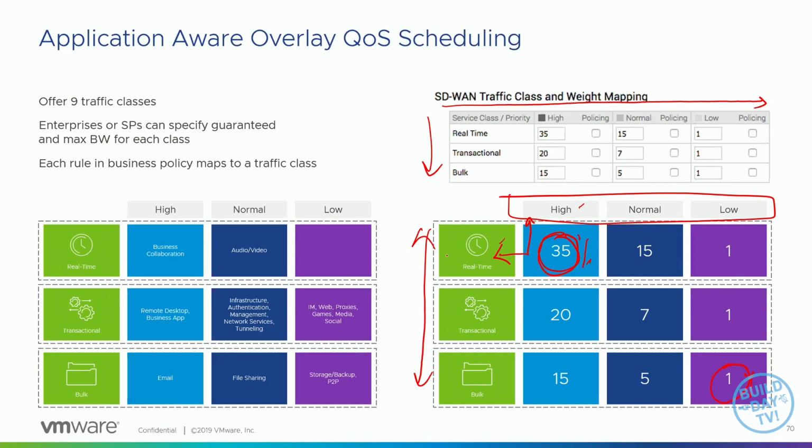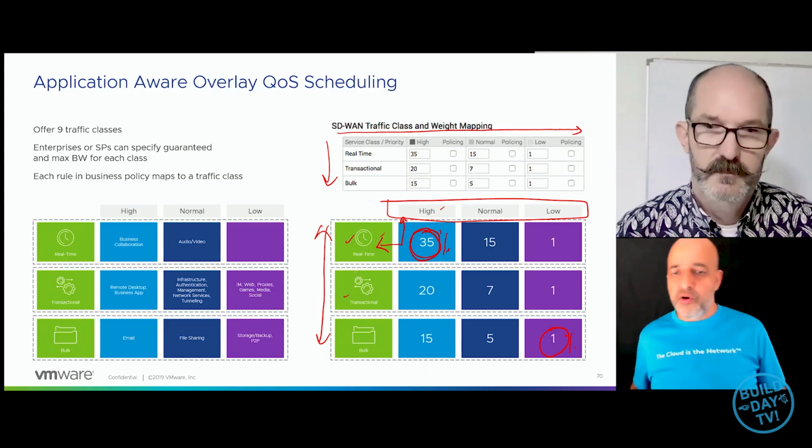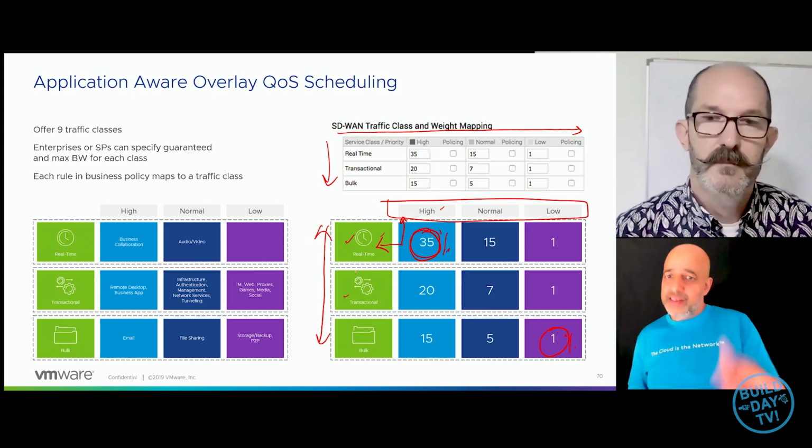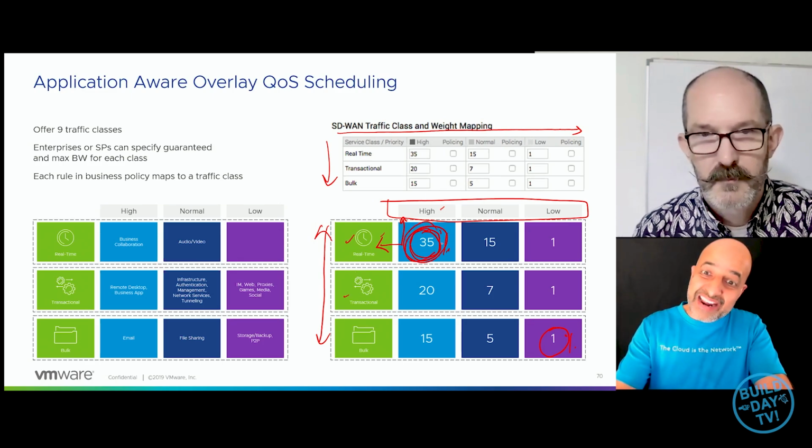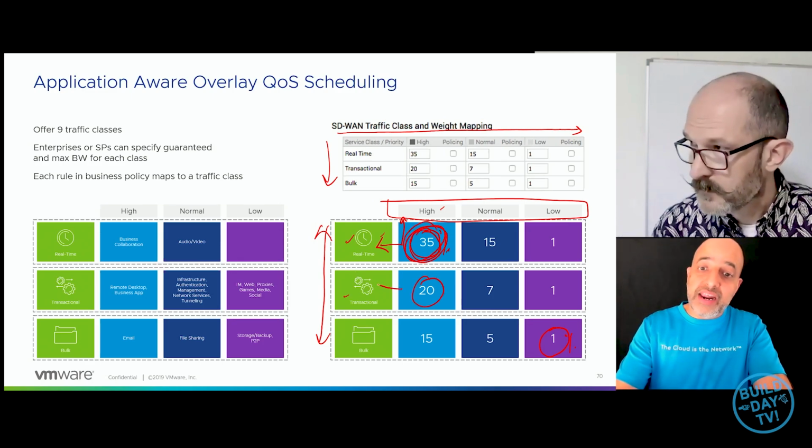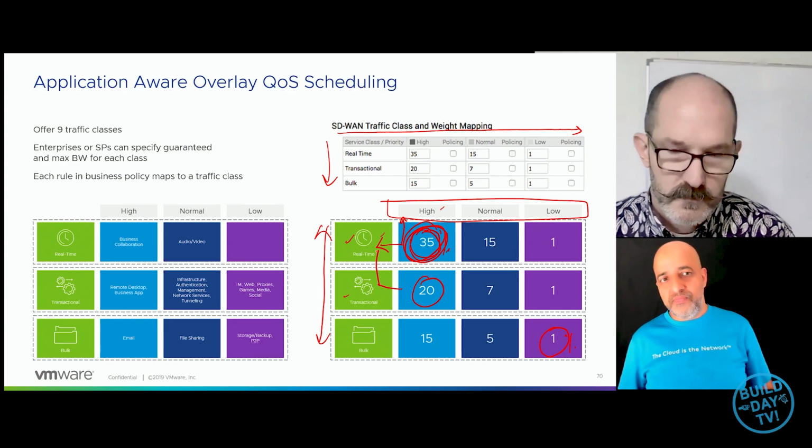So if I don't have any real-time application, and only the bulk application is there, then all the available bandwidth is given to the bulk application, let's say the speed test or box.com download. But the moment traffic is seen for either a real-time or a transactional application, then this is what is guaranteed for these applications. That's where the quality of service really works out.